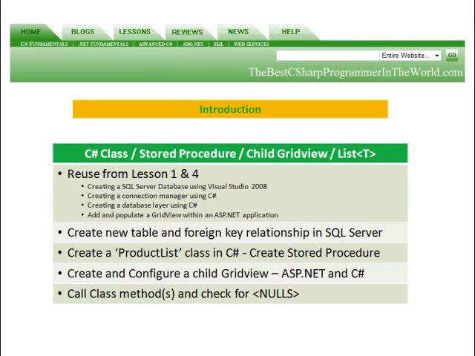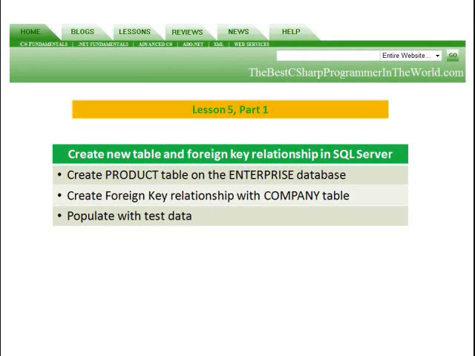In lesson 5, we're going to reuse what we did in lesson 1 and lesson 4, so I recommend you go back and do those two lessons before you start lesson 5. We're going to create a new table with a foreign key relationship in SQL Server. We're going to create a product list class in C# and create a stored procedure. We're going to create and configure a child GridView using ASP.NET in C#, and we're going to call class methods and check for nulls. In part 1, we're going to create a product table on the enterprise database.